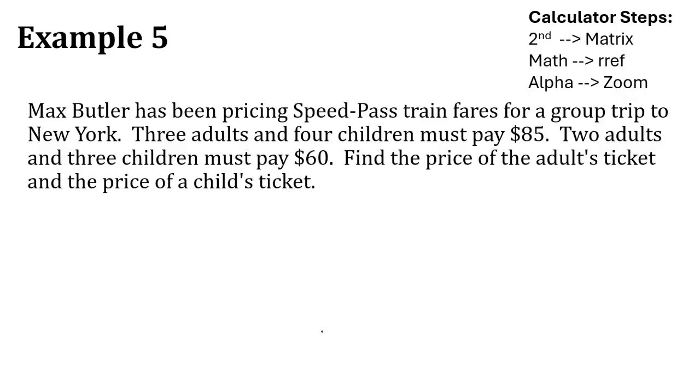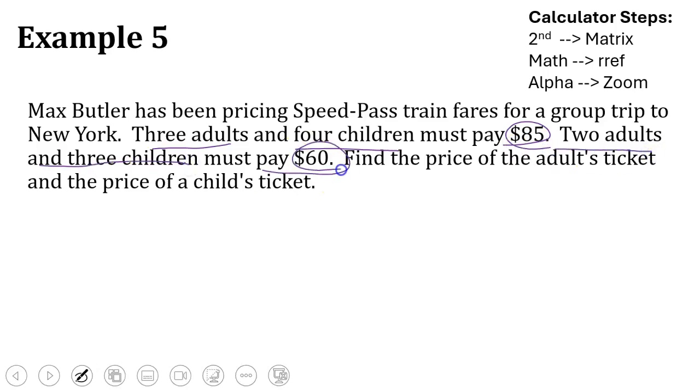So Max Butler has been pricing Speed Pass train fares for a group trip to New York. 3 adults and 4 children must pay $85. 2 adults and 3 children must pay $60. Find the price of the adult ticket and the child's ticket. All right, so we're going to say A is our adult price, our adult ticket, and then we'll do C for the child ticket.